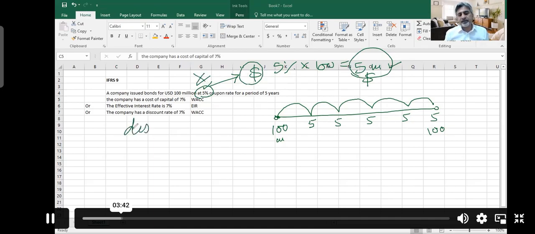Now, all of your discounting: what you are going to do, you need to do discounting in this case, and you also need to do compounding. Two things you are going to do, always remember, discounting and compounding. What do I mean by discounting and compounding here?